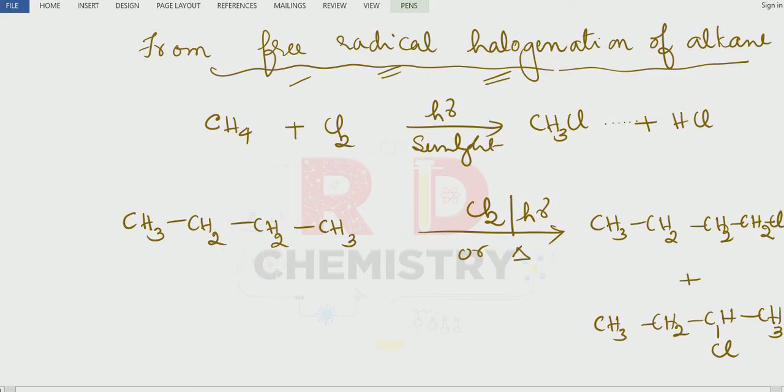So we can also prepare the alkyl halides using alkanes via free radical halogenation. But in this case, we get a mixture of products. So this is not the best method. It is not a best method to prepare pure alkyl halide because we get a mixture of products here. Clear? Right?